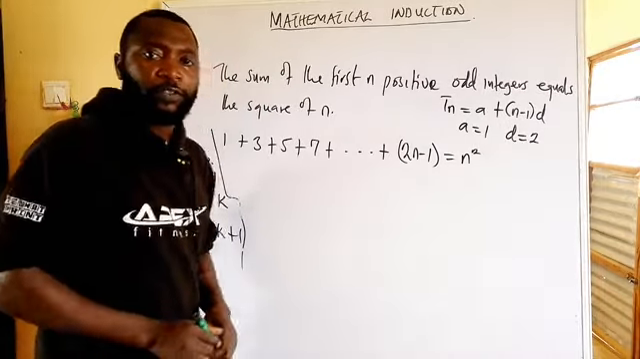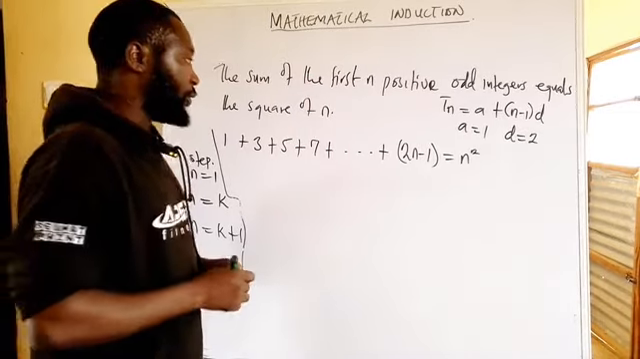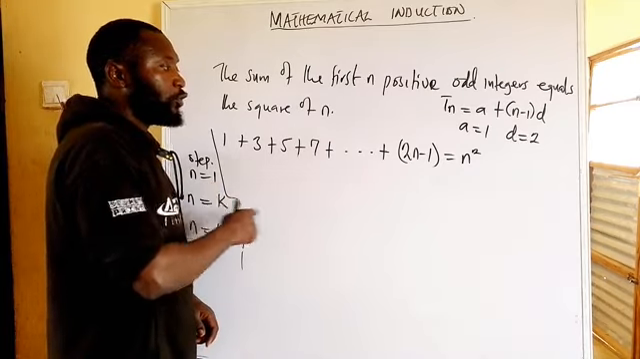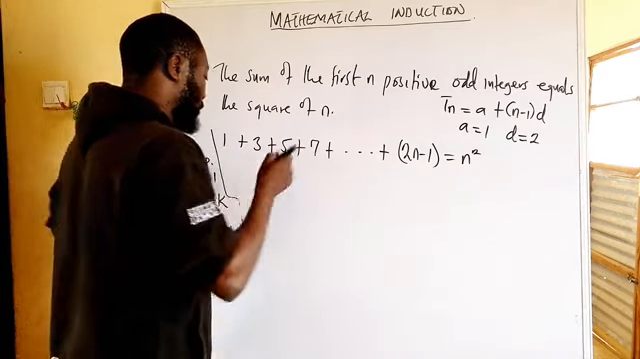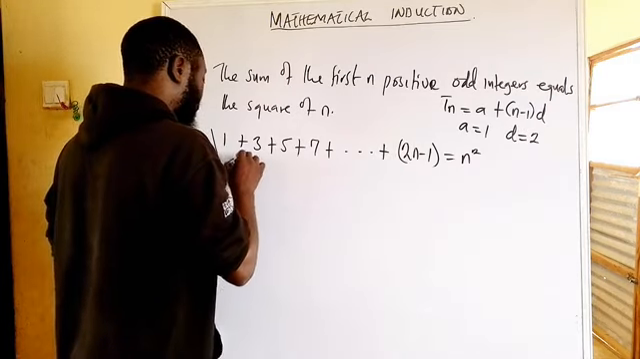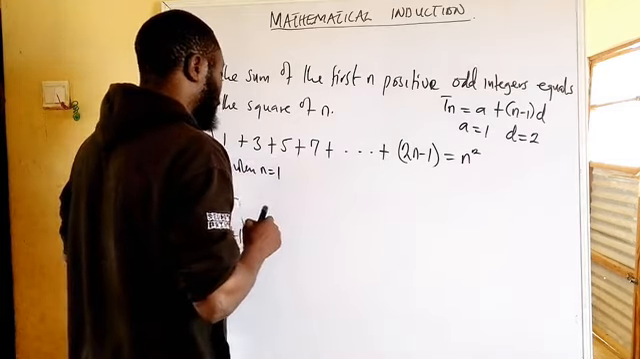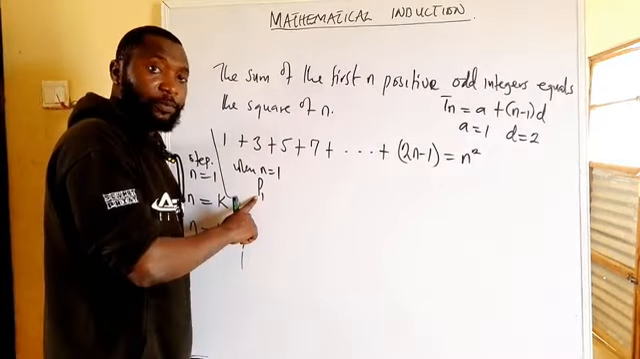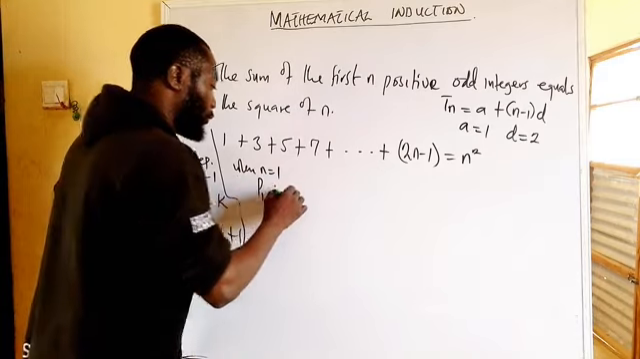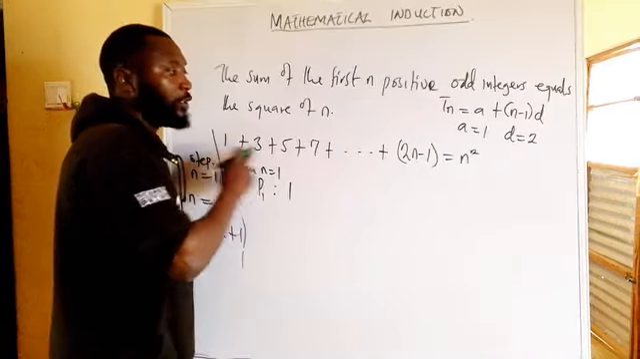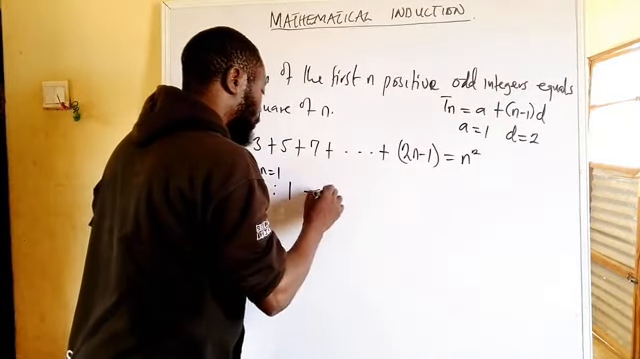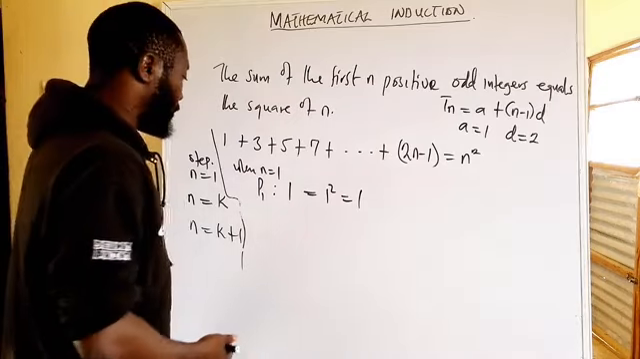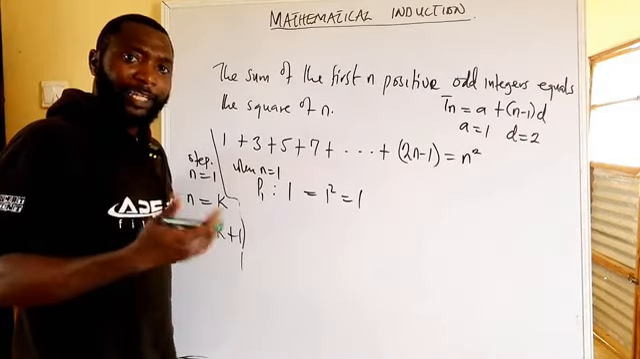Now, we want to prove this using mathematical induction. So step 1, we test for when n equals 1. When n equals 1, you know the first term is 1. So that is our P1, P to represent the proposition. Our first term is 1. When n equals 1 also, we have 1 squared. Are they the same? Both are the same. 1 equals 1 squared, which is 1. So the statement is true when n equals 1.